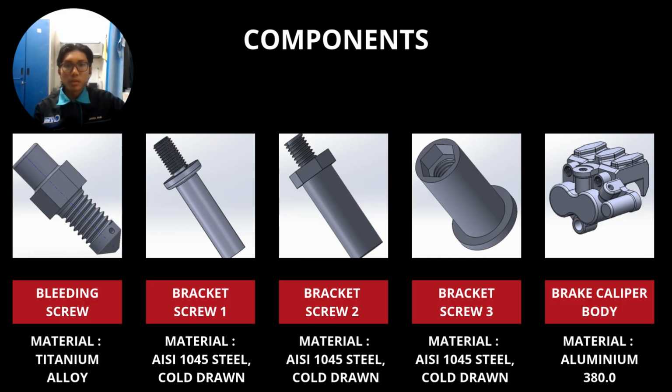And next is the bracket screw. There are three in total, as you can see here, and all of them use IC1045 steel carbon as the material. All three of them have different measurements, different designs, and different functions, and all three of them are going to screw onto the brake caliper bracket later on. And next is the brake caliper body. This is the main component of the caliper, and the material is aluminum 380.0.